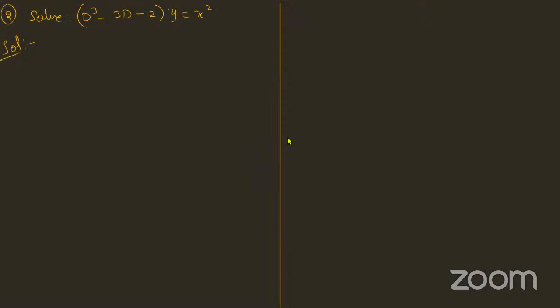Right. See, usually the same problem. We need to find out, first of all, the complementary function. So to find the complementary function, as we know, we take it like this. You see, the auxiliary equation is m cube minus 3m minus 2 equals 0.